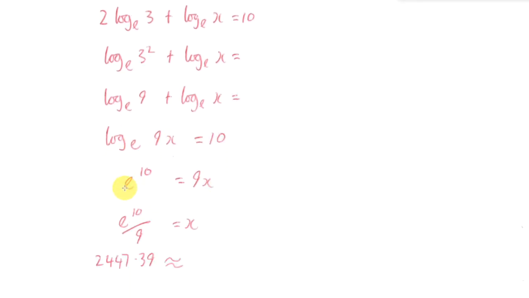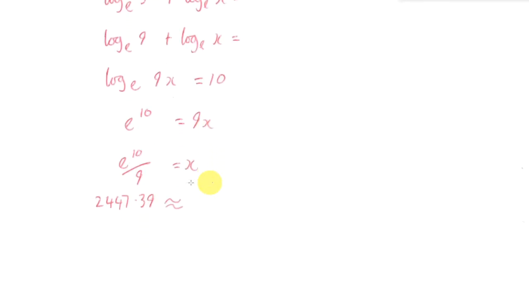I can rewrite that as e to the power of 10 equaling 9x. So the base is e, I raise it to the power of 10, and it'll equal 9x. Divide both sides by 9, and I have that e to the 10 on 9 equals x. And that's approximately equal to this figure here.